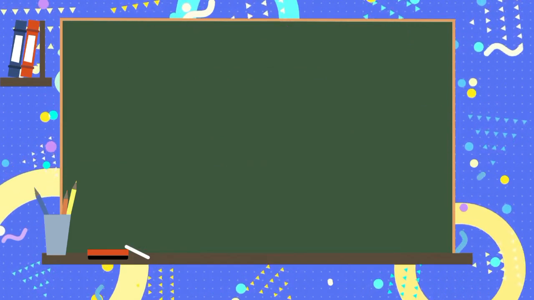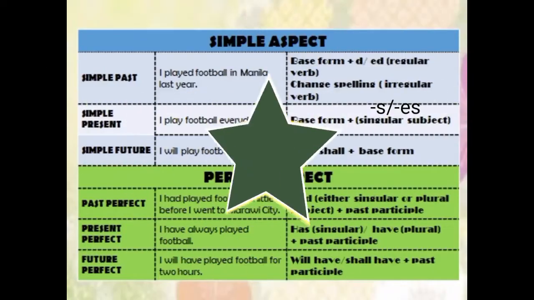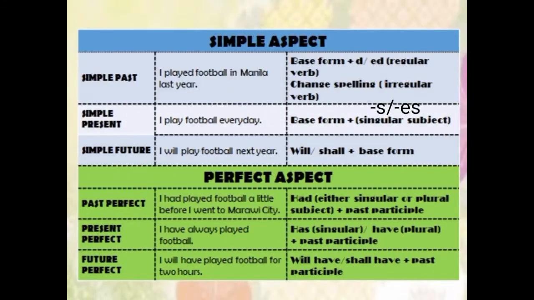Before we proceed to our activity, let us study the following sentences to better understand the simple and perfect aspect. Simple aspect. We have the simple past. I played football in Manila last year. In forming the past tense, we use the base form plus D or ED for a regular verb. For a regular verb, we change the spelling.